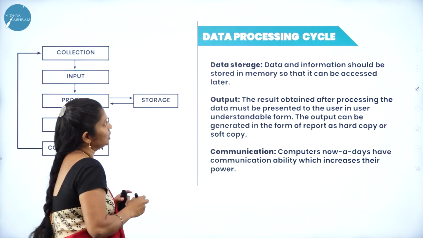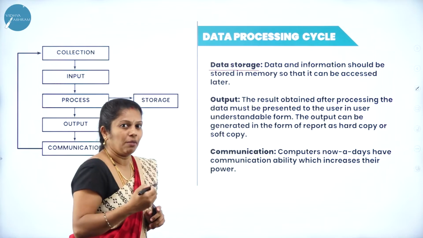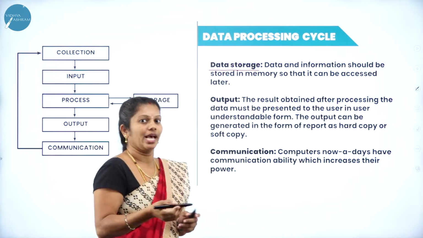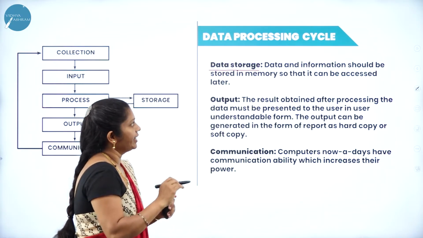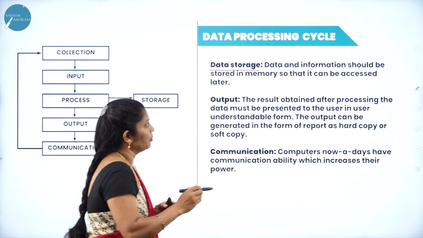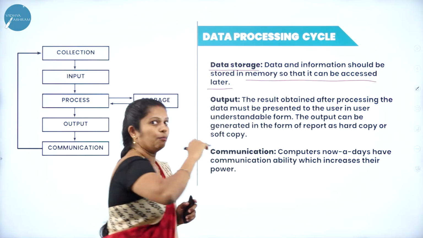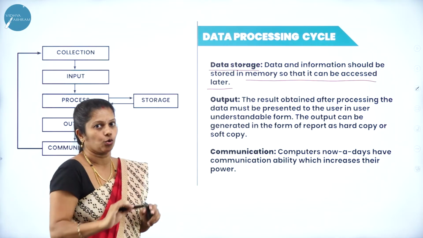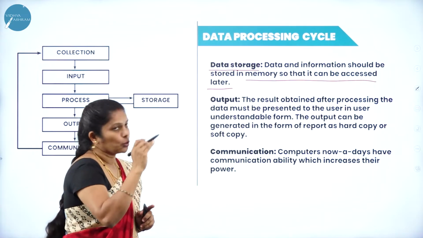Then the next stage, we have data storage. After getting information, we have to store the data for future purpose, as well as we have to store the information for future purpose. Data and information should be stored in a memory so that it can be accessed later. Both input data as well as output information, both we have to store for future purpose. That is data storage.